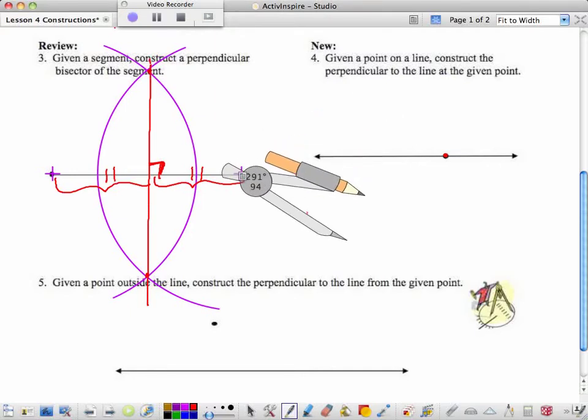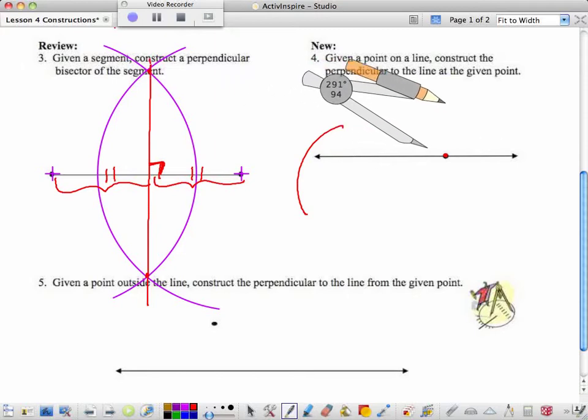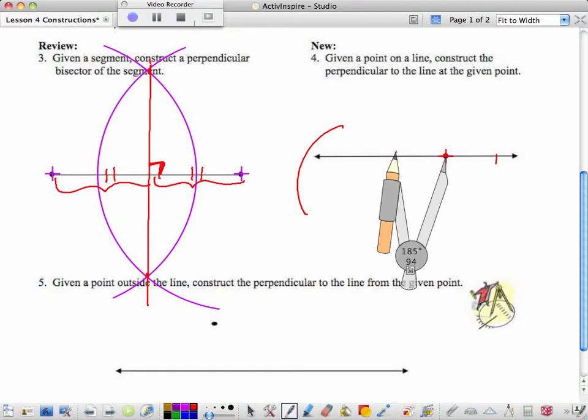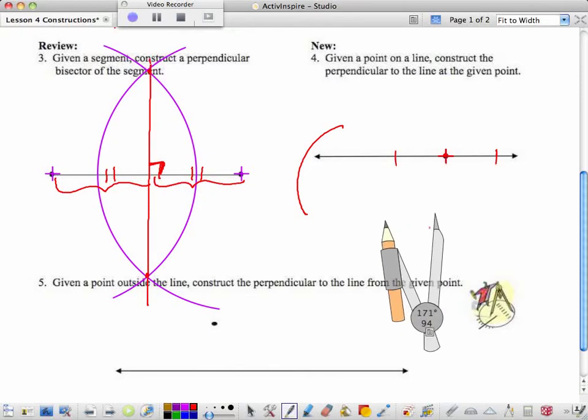So what do you need to do? Well, you put your compass over here on the given point, and you just open your compass so that you can make a mark on each side of the given point. Why are we doing that? Well, we're just making it equidistant. So now we know this is the midpoint of this segment right here. Right? So this is the midpoint of this segment. These 2 lengths right here are the same. Okay, but I need to construct a perpendicular. Well, I just created this segment right here.